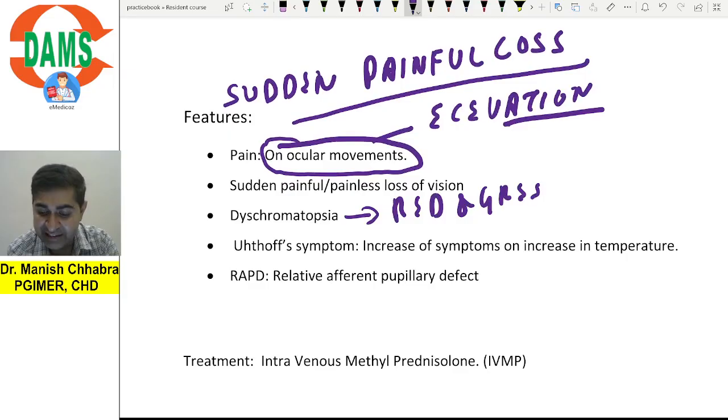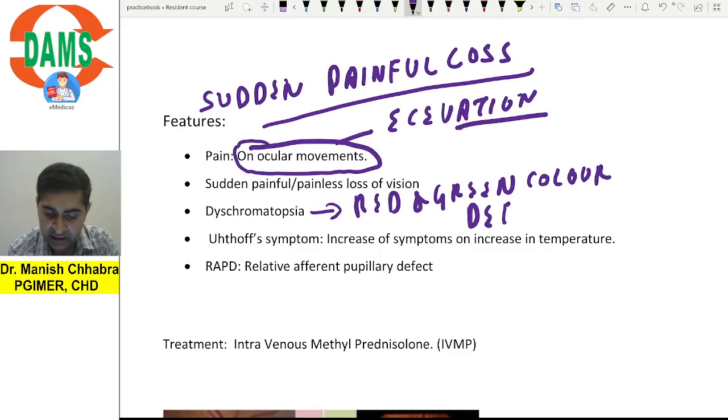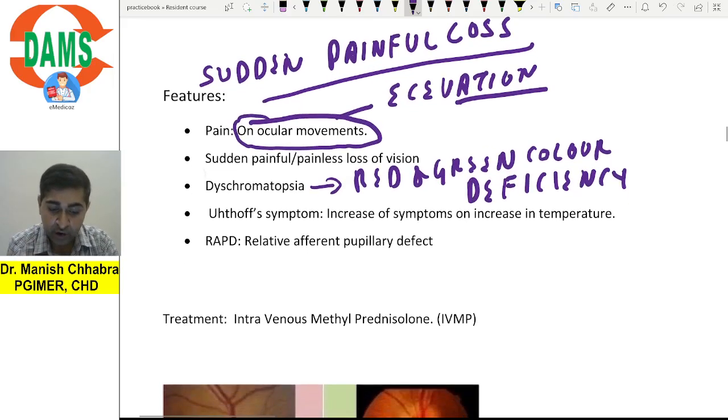Red and green color deficiency, typically red and green color deficiency. And okay, what is Uthoff syndrome? Uthoff syndrome is an increase in signs and symptoms of optic neuritis on exposure to high temperature. If the patient goes for a sauna, or is a worker working in broad sunlight, then due to intense heat, there can be an increase in the clinical features of optic neuritis.